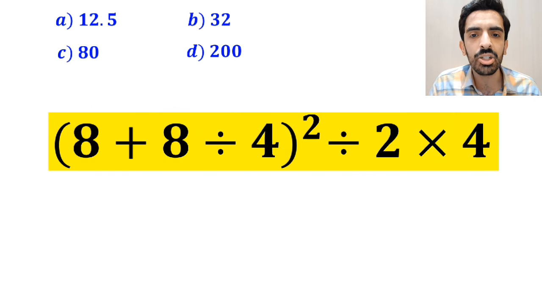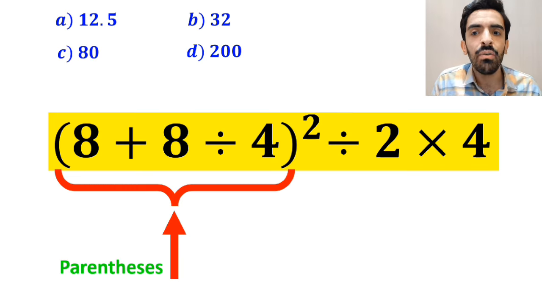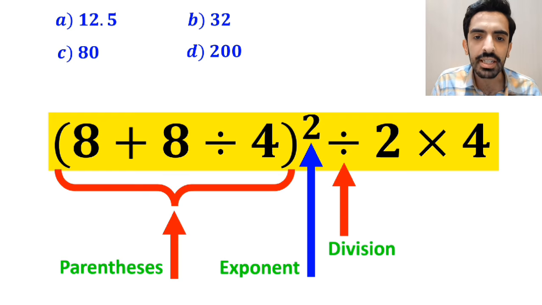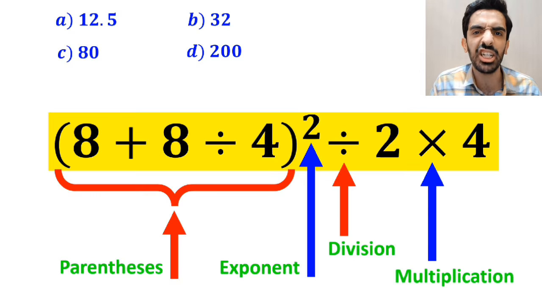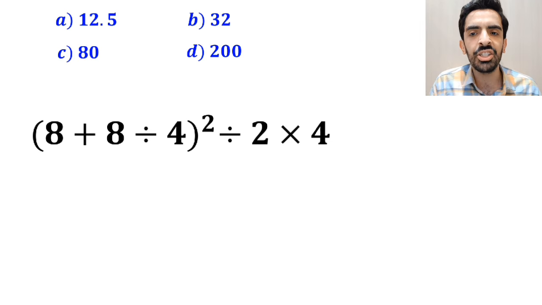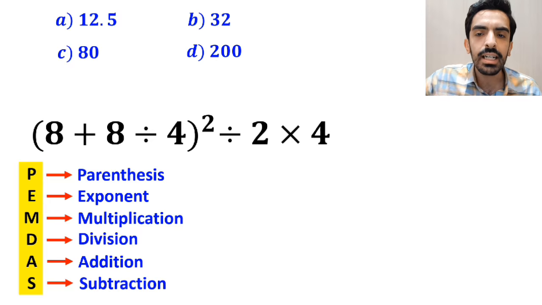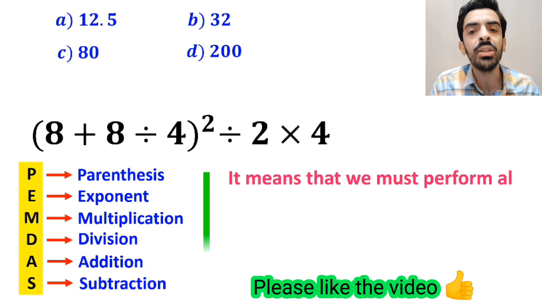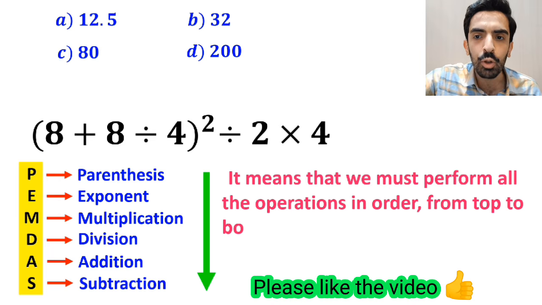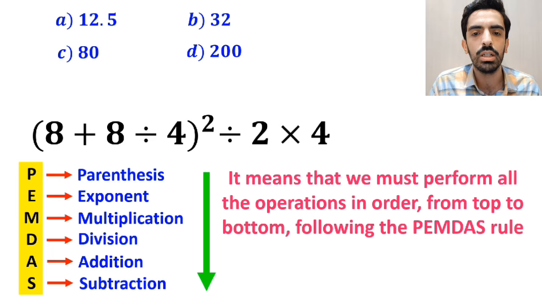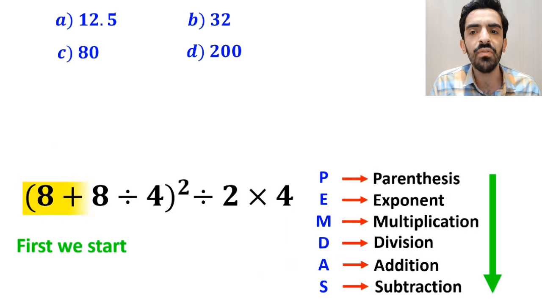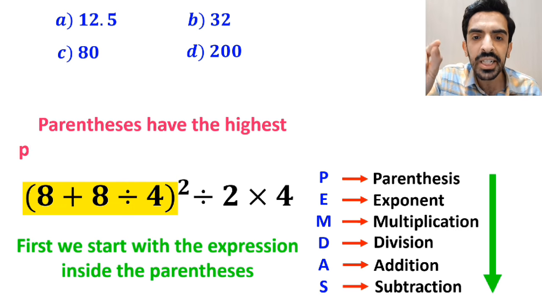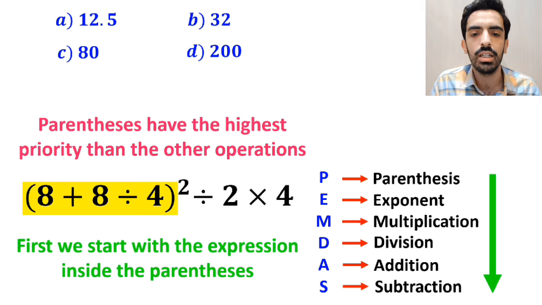As you can see on the screen, in this expression, first we have a parenthesis, then exponent, followed by a division sign, and finally a multiplication. To solve this question, we need to go step by step exactly according to the PEMDAS rule. It means that we must perform all the operations in order from top to bottom following the PEMDAS rule. So, first we start with the expression inside the parentheses, because parentheses have the highest priority than the other operations.